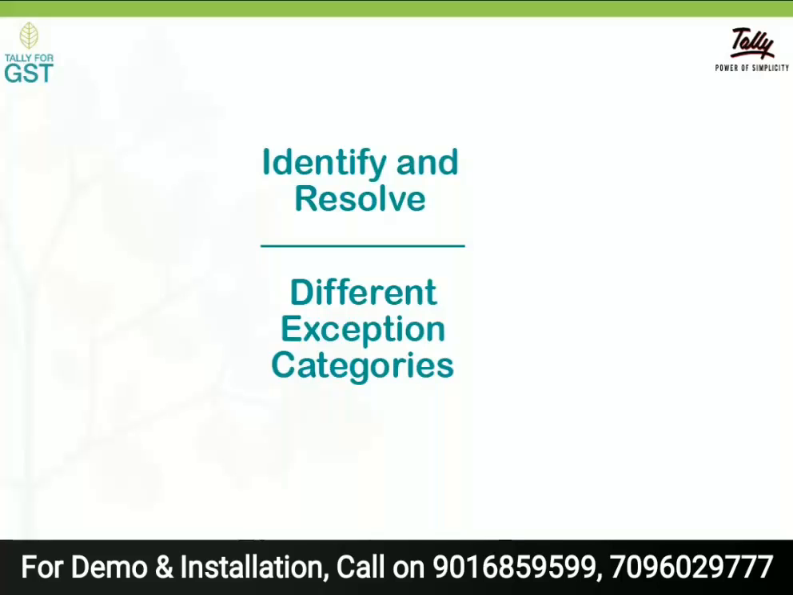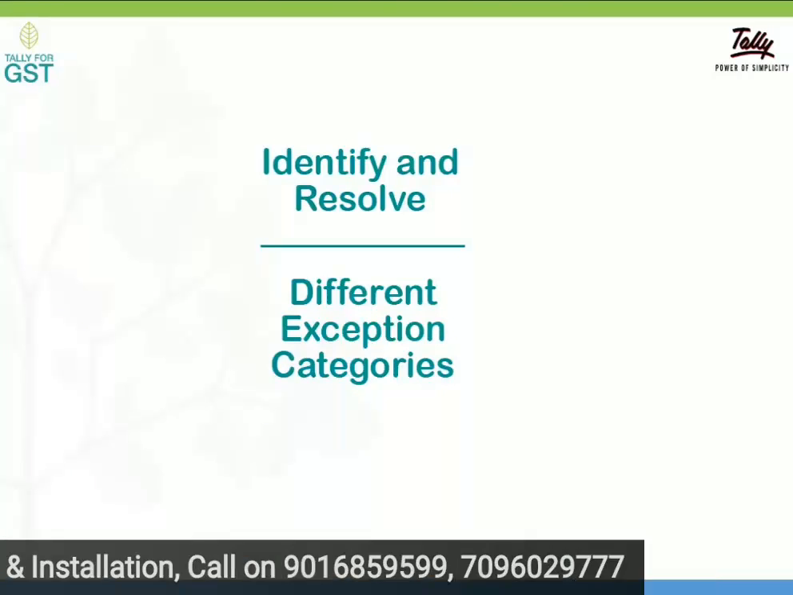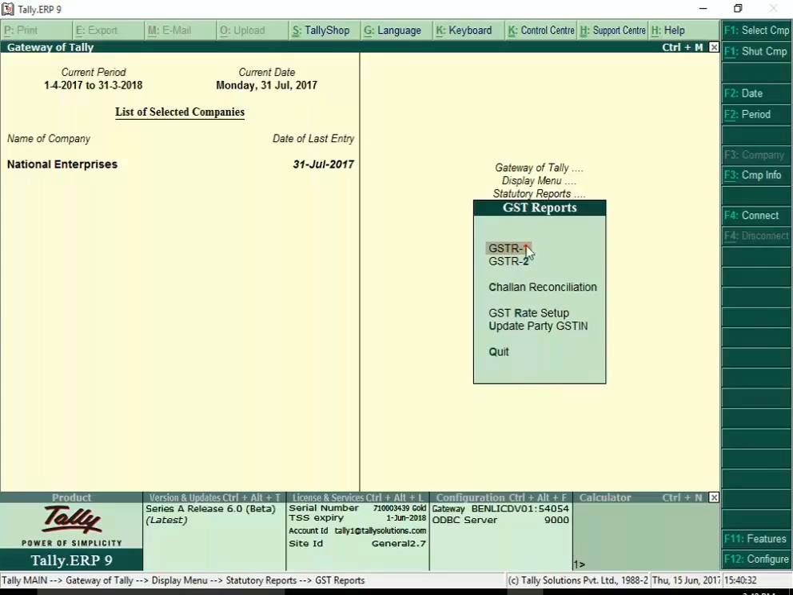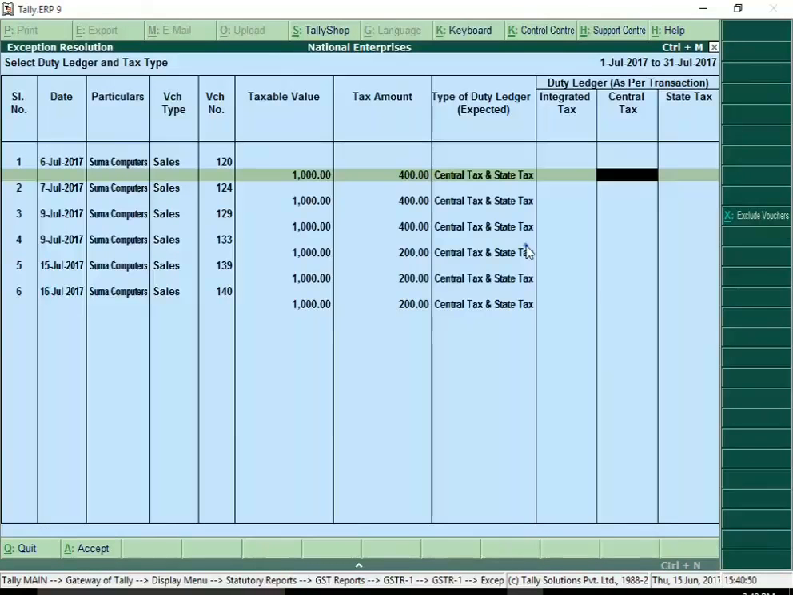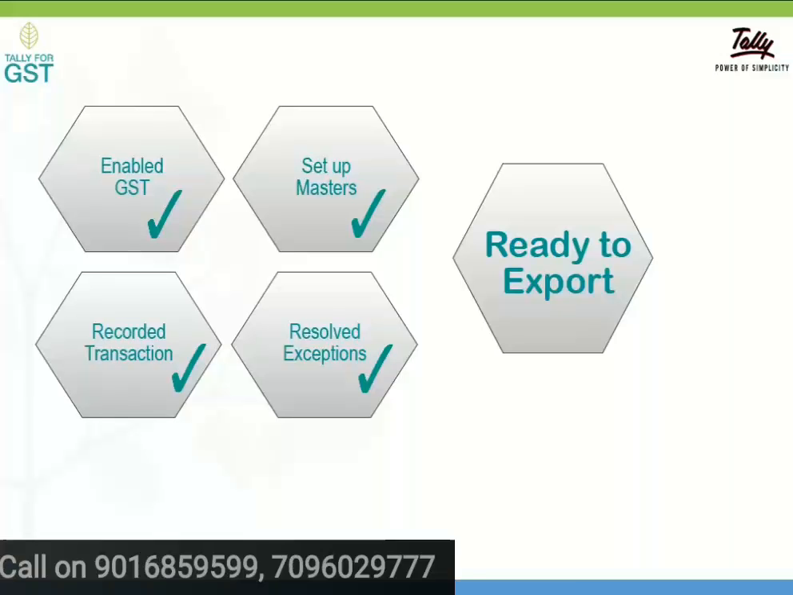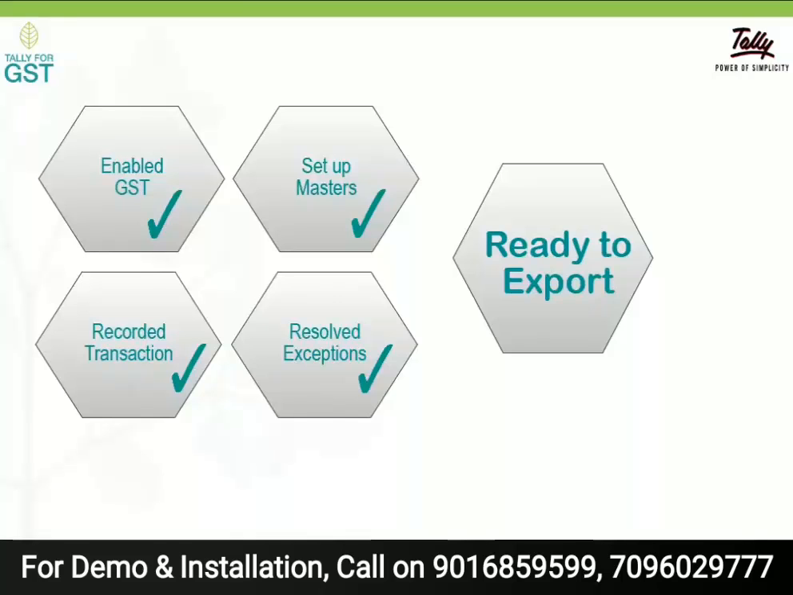The error identification and fixing mechanism in Tally.ERP9 Release 6.0 is revolutionary. Different kinds of errors in transaction are categorized and listed for easy identification. You can drill down from any category of errors and resolve them. Now that we have enabled GST, set up masters, recorded transactions and resolved errors, it is time to file your return.